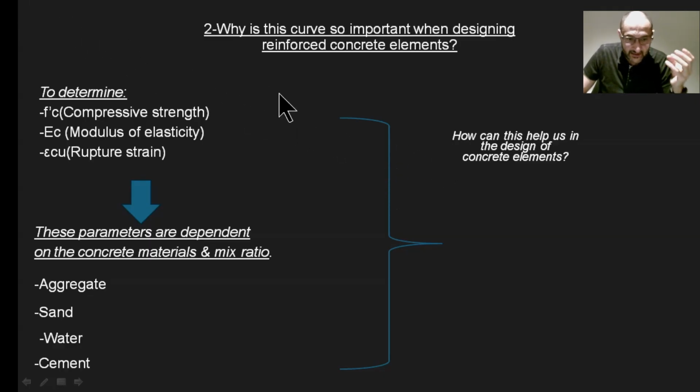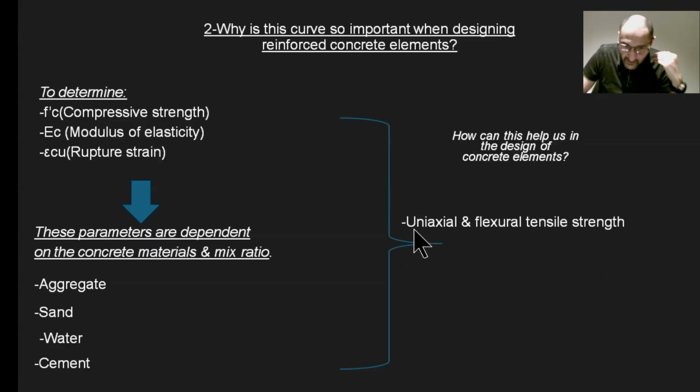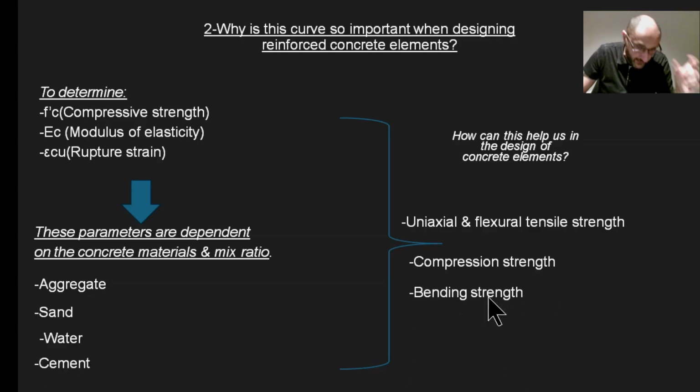From working out F-C and the modulus of elasticity, we can then work out the uniaxial and flexural tensile strength, which is F sub CT and F sub CTF, the tensile strength that we spoke about before. That will help us to understand the first cracking strength and the tension stiffening properties of the concrete. From working out F-C, we can obviously work out the compression strength of the concrete elements and the width of the compression block in bending. We can figure that out from F-C.